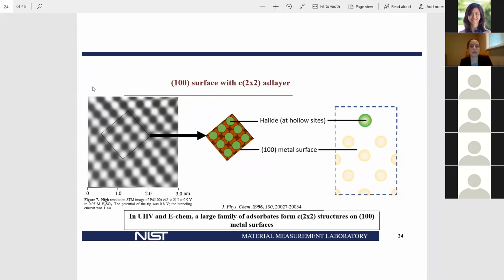So one toy example is 100 surfaces with C2x2 add layers, and these are actually quite common in both ultra-high vacuum conditions and in electrochemistry. For instance, sulfur, iodine, bromine, and chlorine all exhibit these types of patterns under a number of conditions. So on the left here, I show an STM image of palladium 100 with a C2x2 add layer of iodine. And if we consider the atomic structure, one can see that the halide sits at the hollow sites of the 100 metal surface.